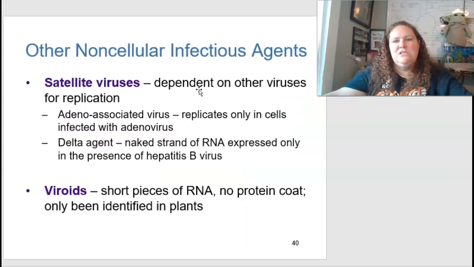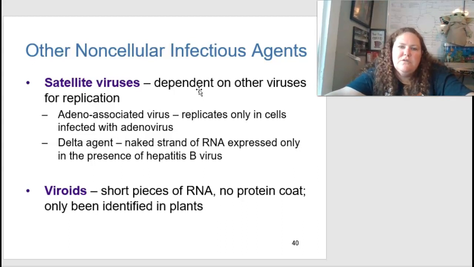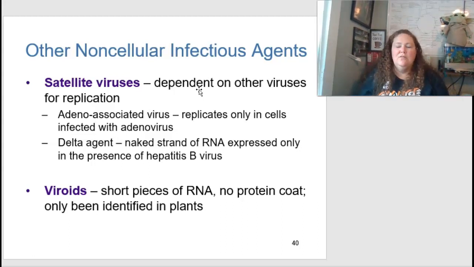Other non-cellular infectious agents could be satellite viruses, which are dependent on other viruses for replication. An example would be adeno-associated viruses, which replicate only in cells that are infected with the adenovirus. Or a delta agent, which is a naked strand of RNA that's expressed only in the presence of, for instance, hepatitis B cells. Or you have viroids, which are short pieces of RNA with no protein coat that have only been identified in plants. So viruses: sneaky little hijackers. For me, they are kind of scary, but they are what they are.